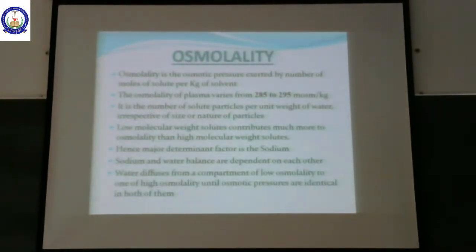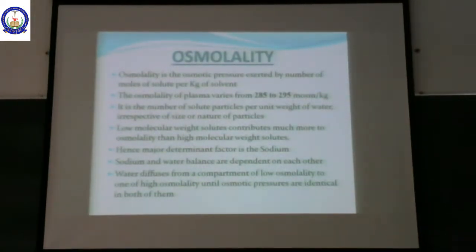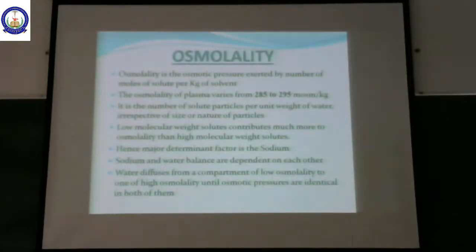Water diffuses, you know, from a compartment of low osmolarity to one of high osmolarity. The same thing applies to pressure also, low pressure to high pressure. So here also the water diffuses from a compartment of low osmolarity to one of high osmolarity until the osmotic pressure is the same in both the compartments.